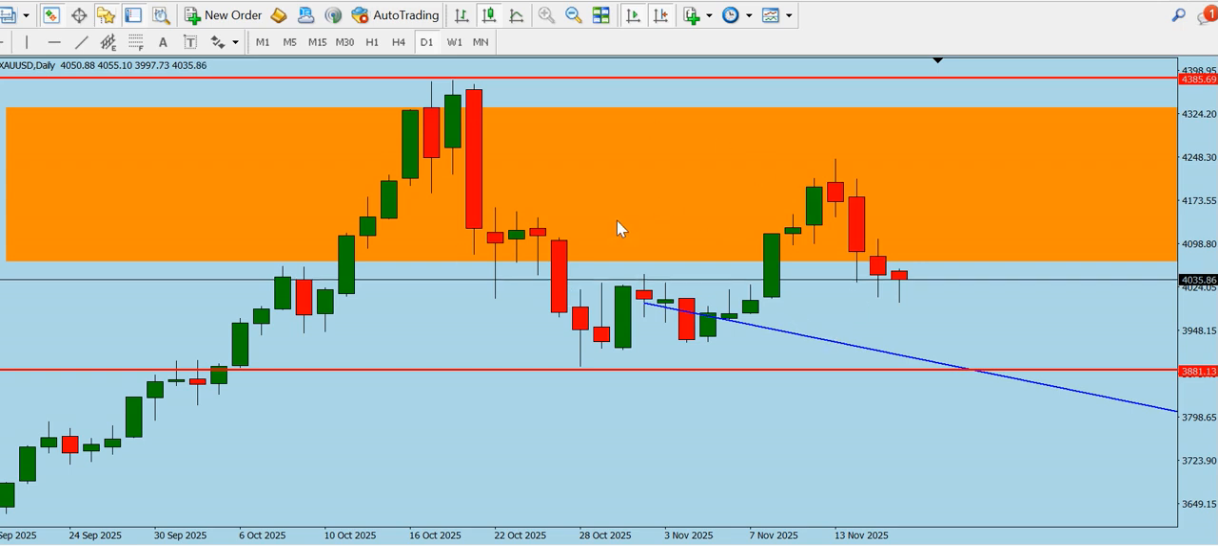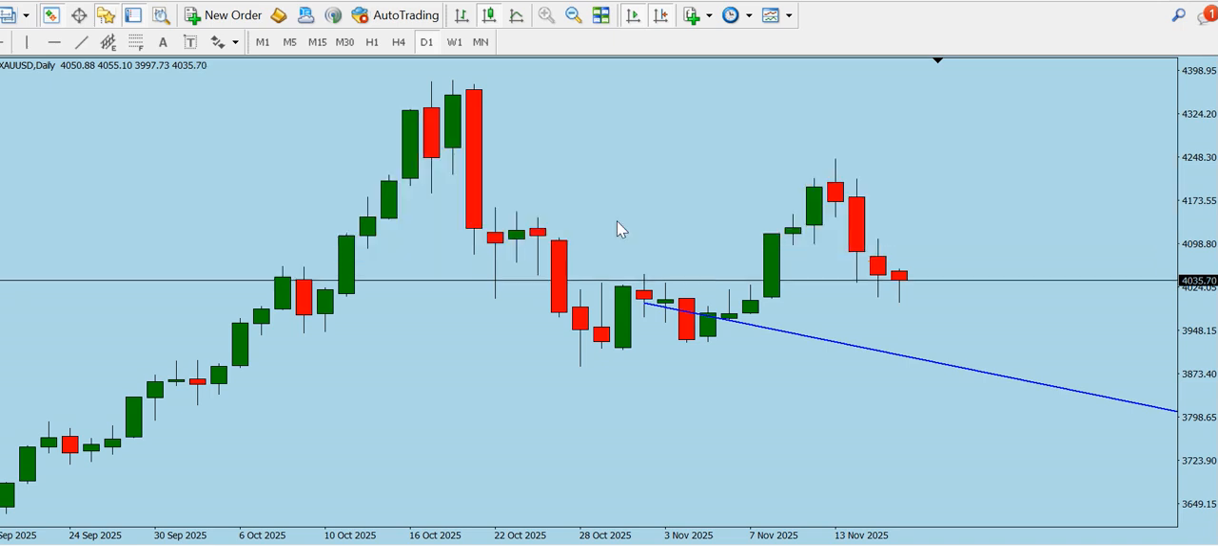On the daily time frame, we've analyzed using the pivot analysis. But on the daily time frame, we have a double top in place, and either of two things might happen.